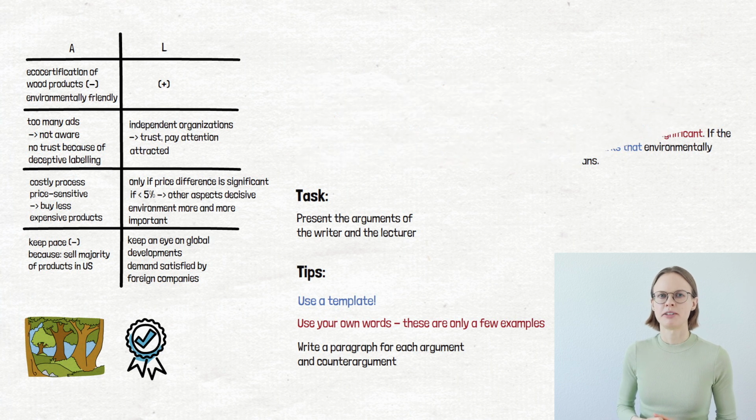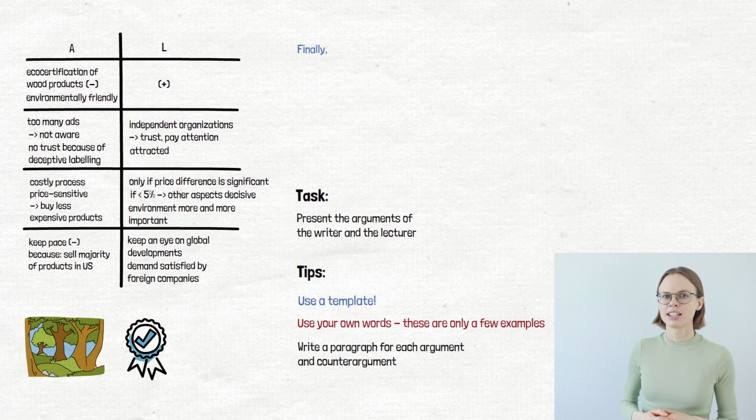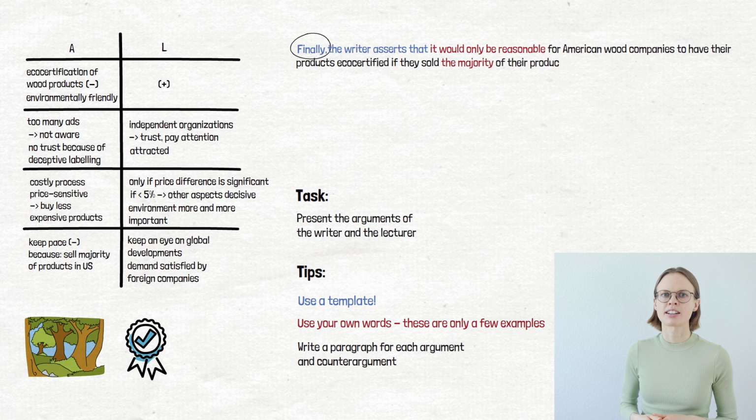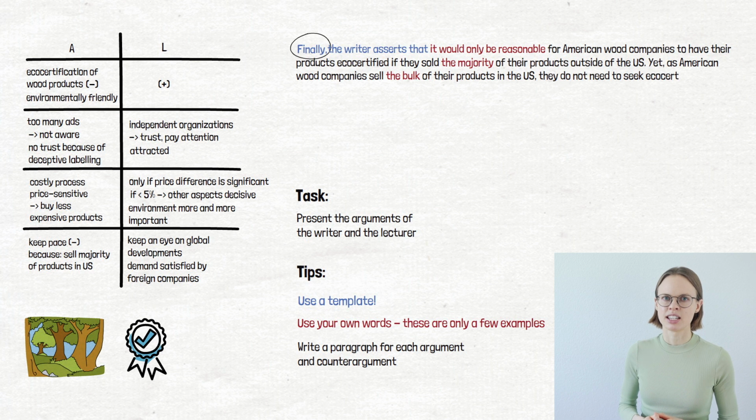I start this paragraph with "finally" to indicate that this is the last argument of the writer. And I go on, I say, "The writer asserts that it would only be reasonable for American wood companies to have their products eco-certified if they sold the majority of the products outside of the US. Yet, as American wood companies sell the bulk of the products in the US, they do not need to seek eco-certification since American consumers are happy with their products."